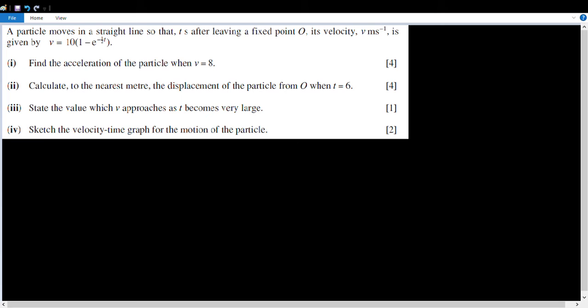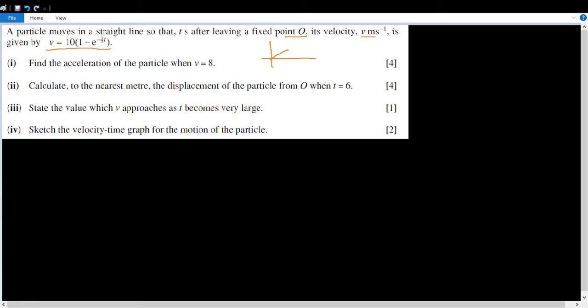So this question of kinematics, it says that a particle moves in a straight line so that t seconds after leaving a fixed point O. After leaving a fixed point O means it is leaving O. Okay, so after leaving a fixed point O, its velocity v meters per second is given by this equation.